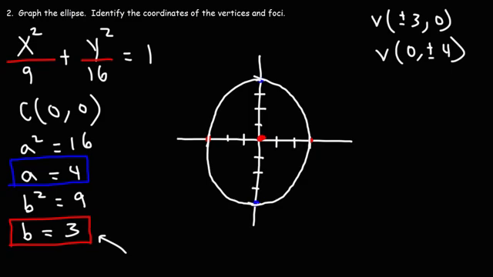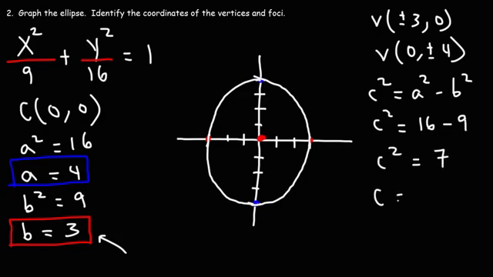Now the last thing we need to do is find the coordinates of the foci. Because the major axis is the y-axis in this case, the foci will be along that major vertical axis. But first we need to calculate c. Let's use this formula: c squared is equal to a squared minus b squared. A squared is 16, b squared is 9. 16 minus 9 is 7. So c is going to be plus or minus square root 7.